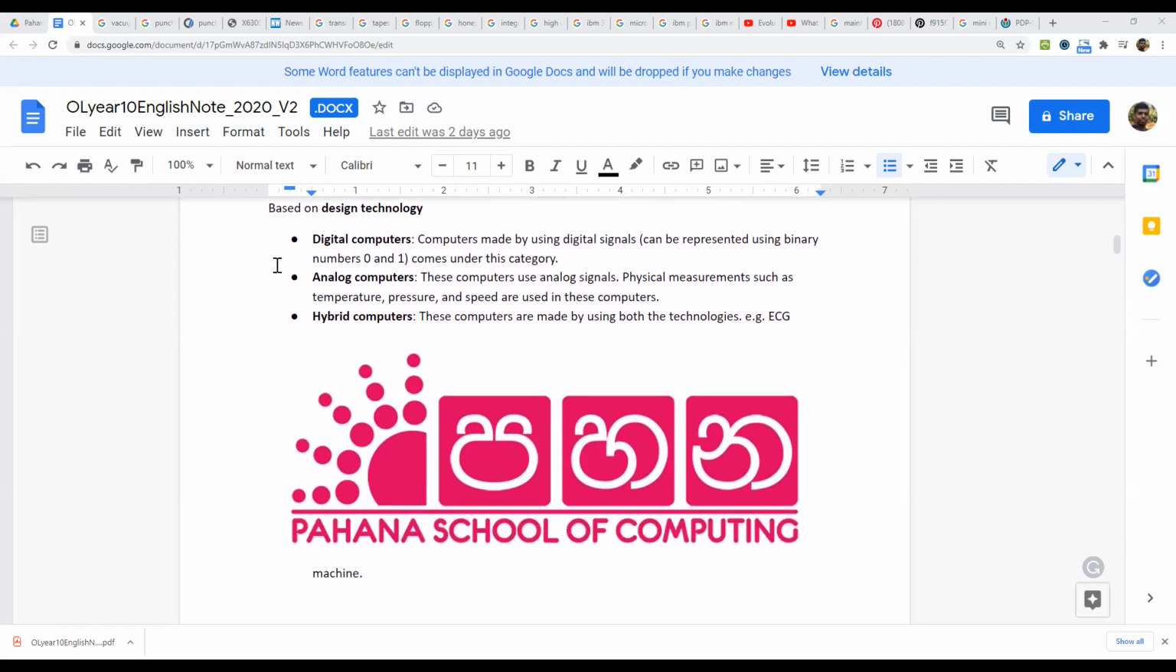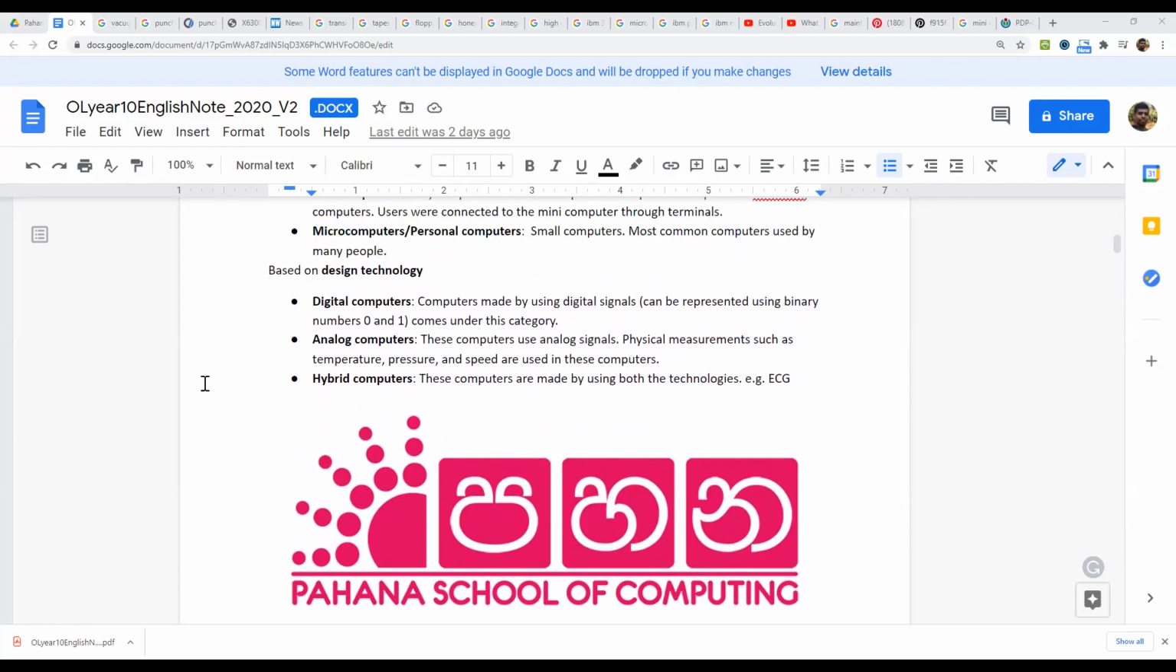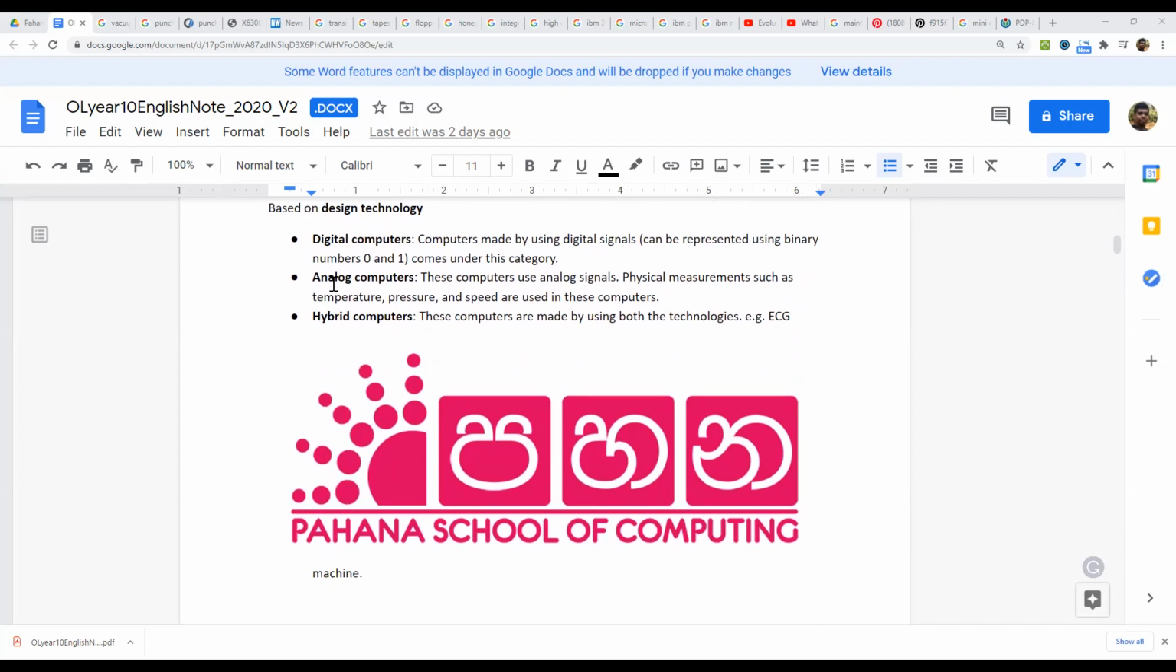Right. Okay. So the next classification is based on the digital design technology. In design technologies, we can classify as digital computers, analog computers, and hybrid computers. What we use today is mostly digital signals, where we have two levels of signals. Mathematically, we can represent them as 0 and 1. Those are called digital signals. Most of the computers that we use come under digital computers.